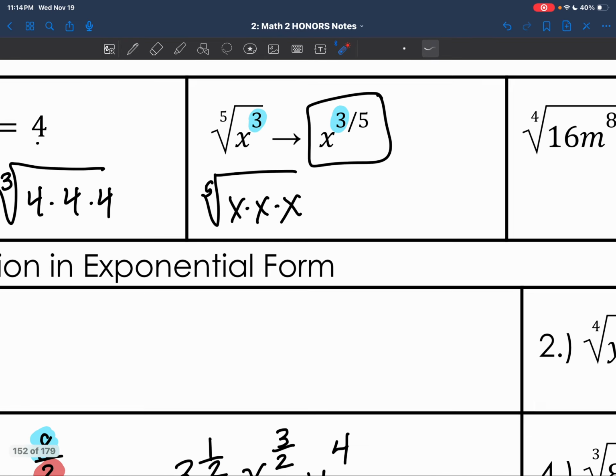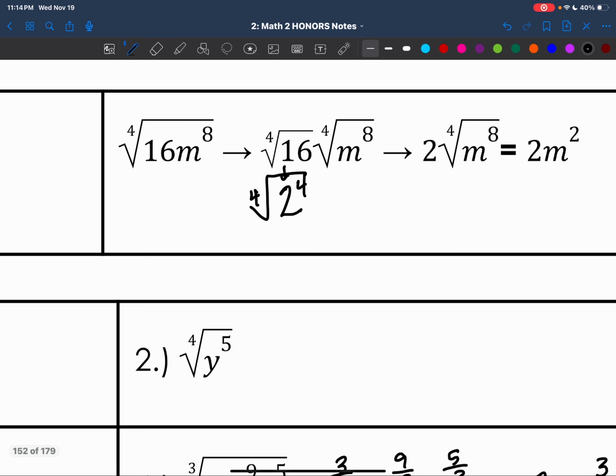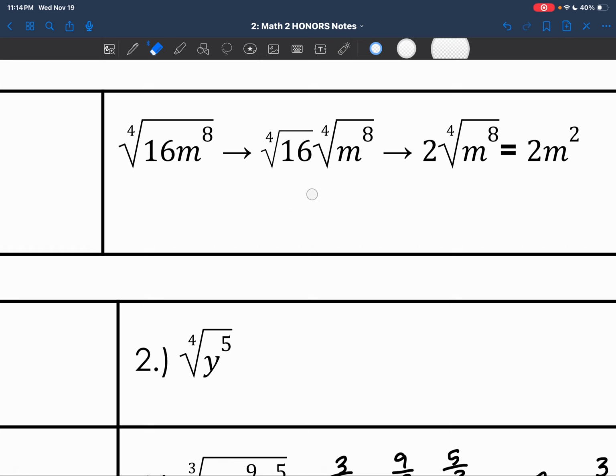All right, so now this one is where it starts to get a little tricky because our index is 4. So now we're going to look for every time we have 4 of something, it gets kicked outside the radical. So 16, we can rewrite. I'm going to erase this real quick. I'm going to do the long way for you. I'm going to go 2 times 2 times 2 times 2, and then we have 8 m's.